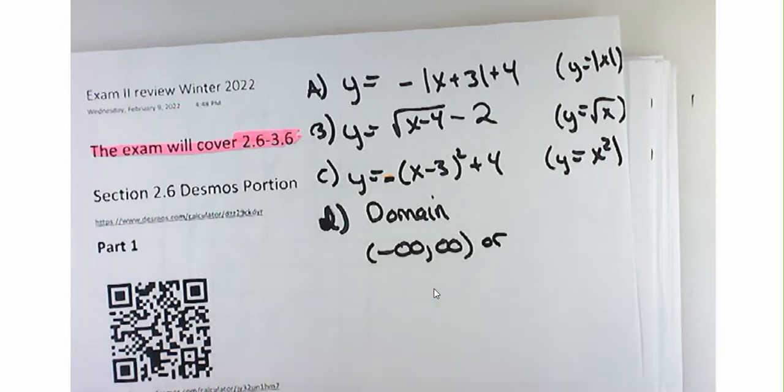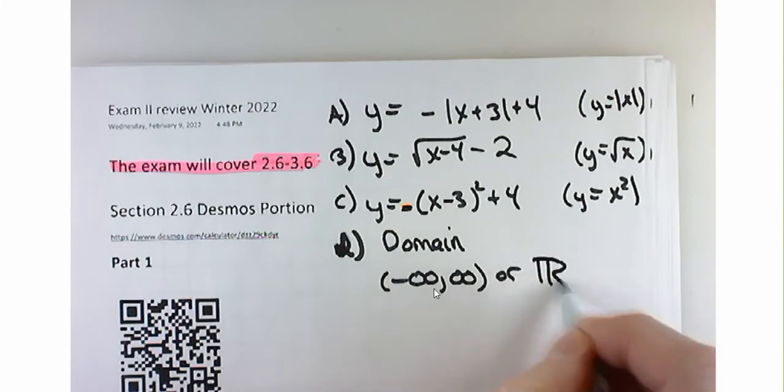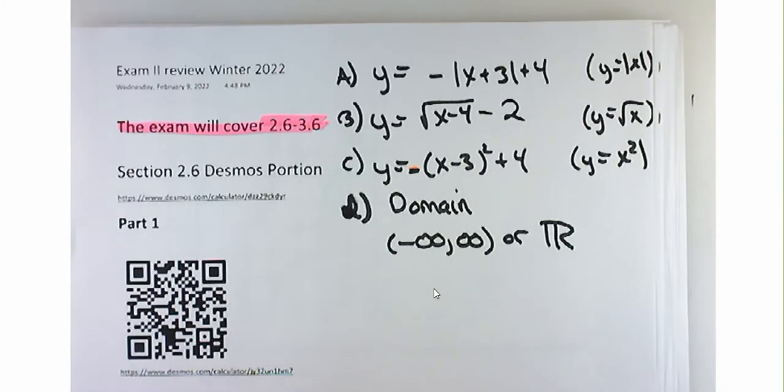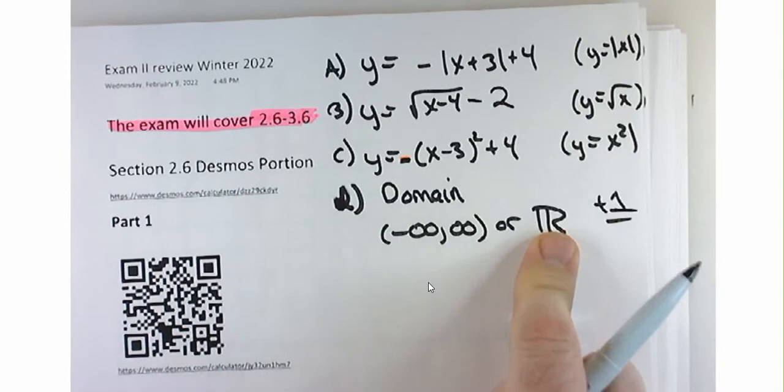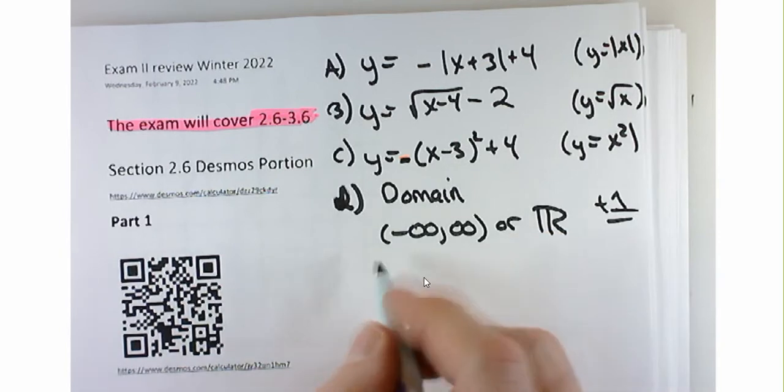Now there's some fancy notation I like for negative infinity to infinity, and that's script R. I like that. That can be a bonus point for you if you remember that and use that in the right spot. I've gotten people though that put script R on every single problem on the test, and they want extra credit on every single problem. Not going to happen. Just be aware. You can do it though.